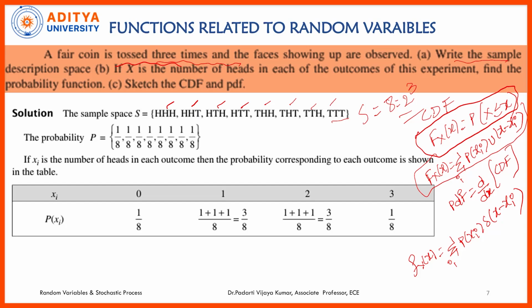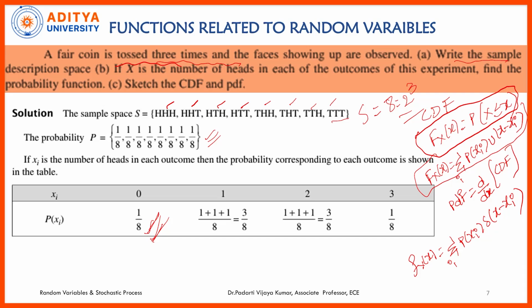So the probability of getting head, they have given equal probabilities. Here the probabilities are given equal probability. When it is getting 0 heads, the probability is 1 by 8.